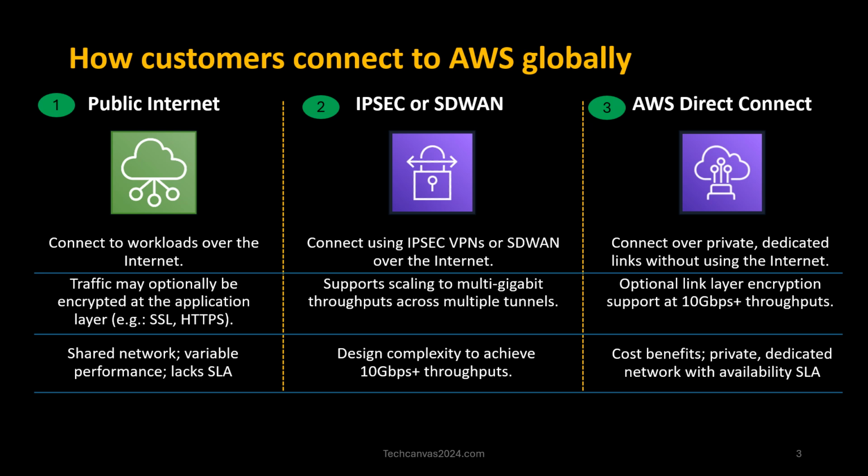Next is Direct Connect. AWS Direct Connect provides a private dedicated network connection between your on-premises infrastructure and AWS. This bypasses the public internet entirely, offering a more reliable and consistent network experience with potentially lower latencies. Direct Connect is suitable for high throughput workloads such as large dataset migration, or for applications that require a stable and secure connection to AWS. It is also beneficial for customers with strict regulatory or compliance requirements that mandate private connectivity.